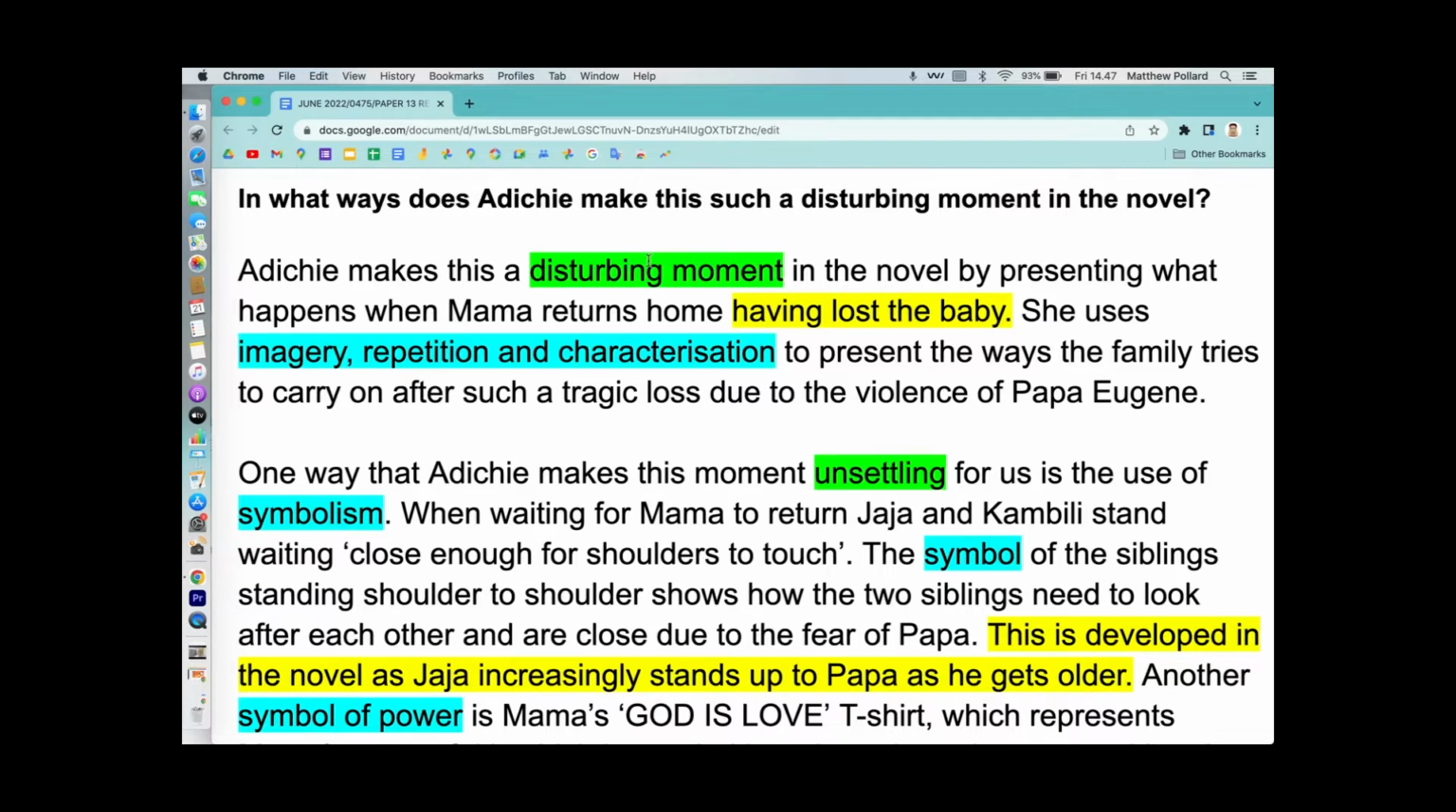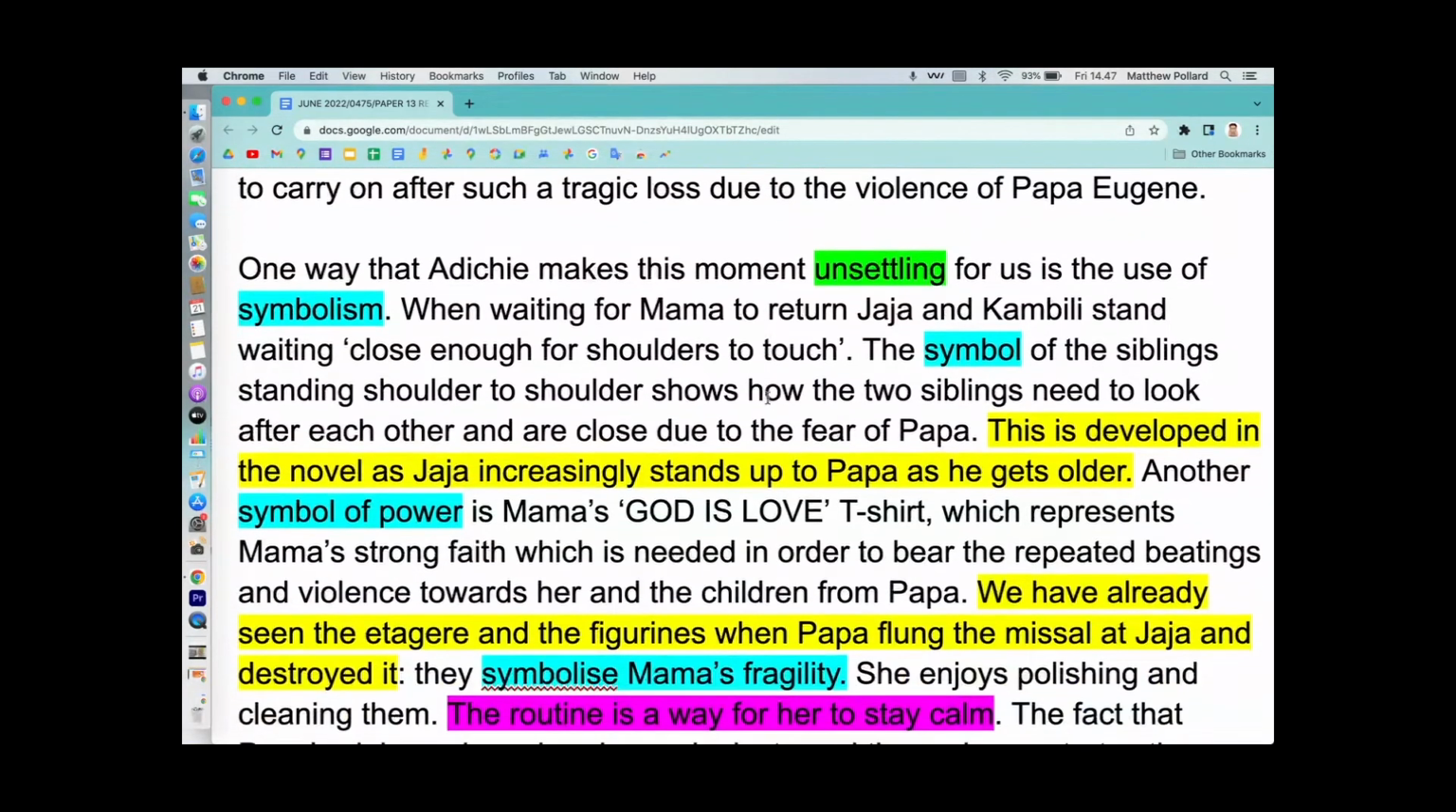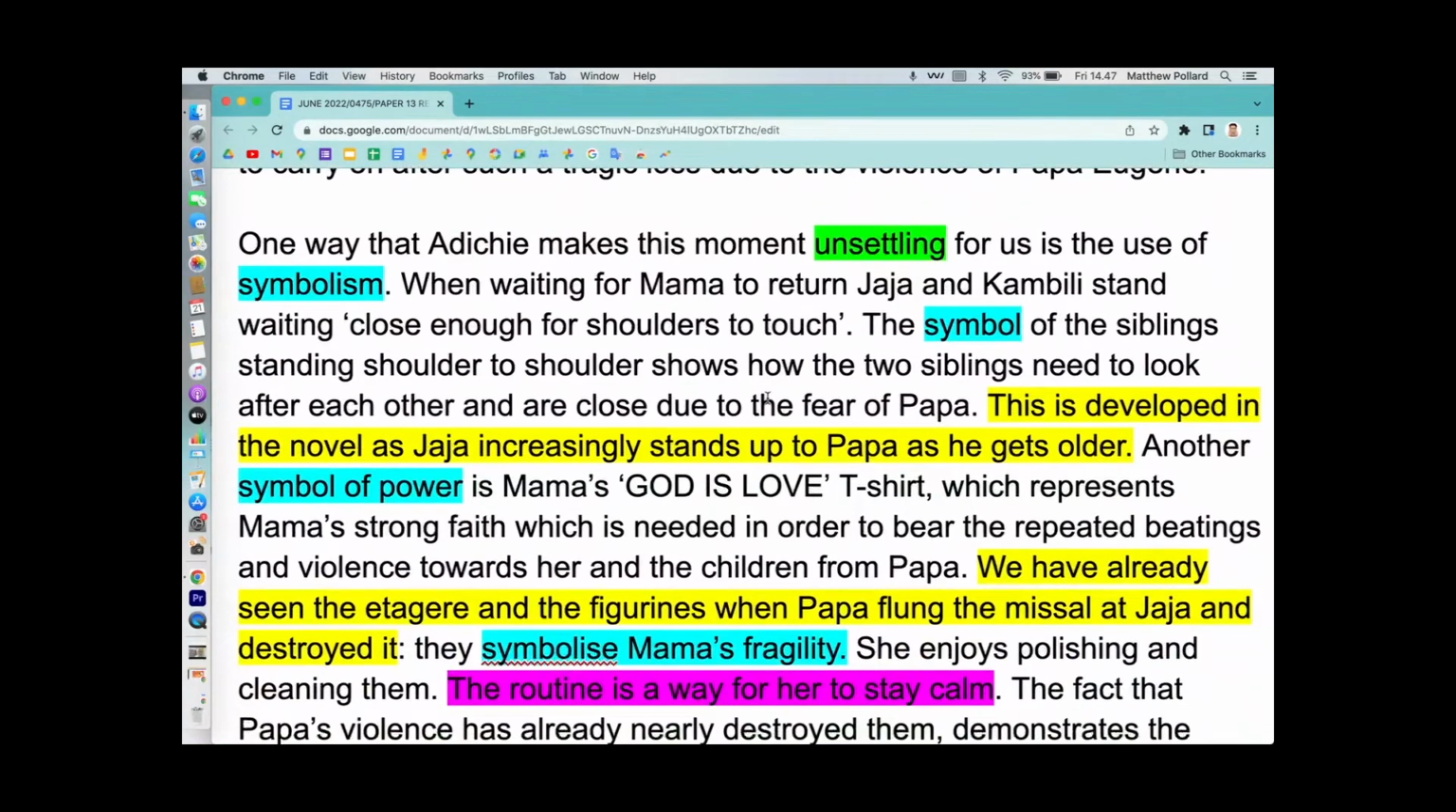So you see here, disturbing moment is focusing on the keywords in the question. Having lost a baby is that wider sense of the context of this extract within the novel. And imagery, repetition, and characterization are going to be the main things that we have a look at in that order. Right then, paragraph 2.